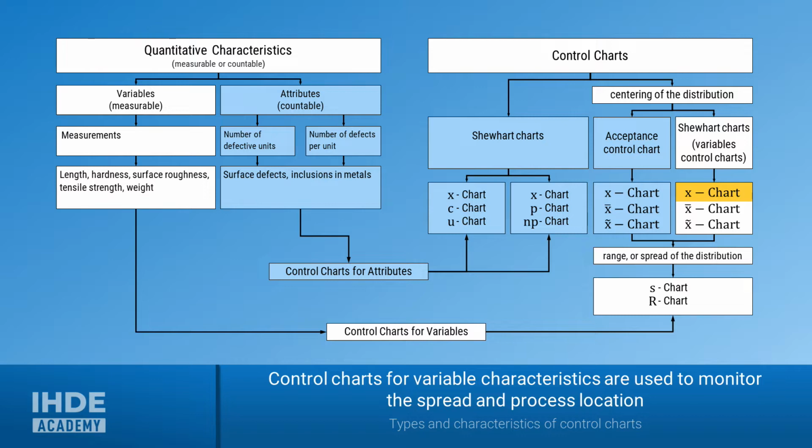On the right, we have the different control charts for variable characteristics with a white background. These are also called Shewhart charts, named after American Walter Andrew Shewhart. As you can see, there are 3 control charts for monitoring the process location and 2 control charts for monitoring the variance, which means the spread. The X chart is one of the location charts.